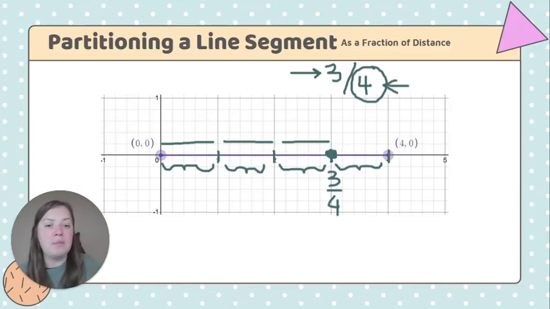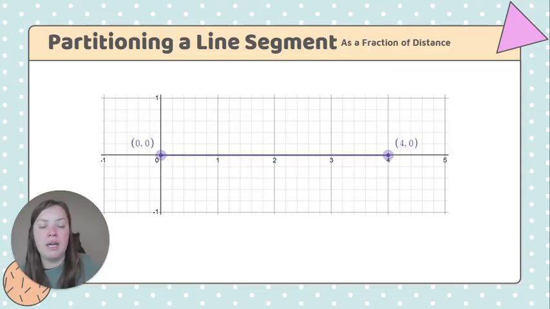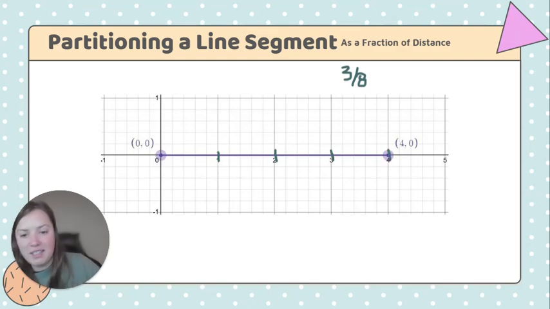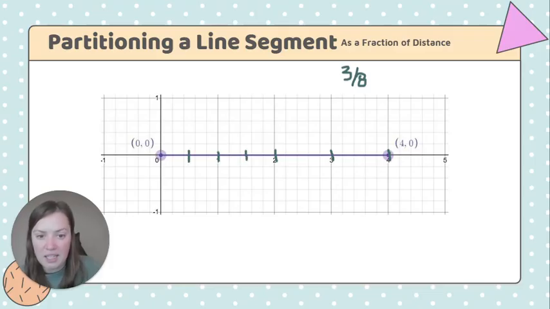We could do the same thing. Let's say we wanted 3/8 of a line segment. I would need to partition my line segment so that there's 8 pieces. Well, I know that 8 has 4 in it. So I can start with 4 and then split it in half again to get my 8 little segments. They need to be even segments. So see there, I've got 8 little even segments.